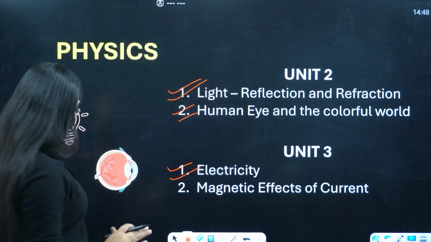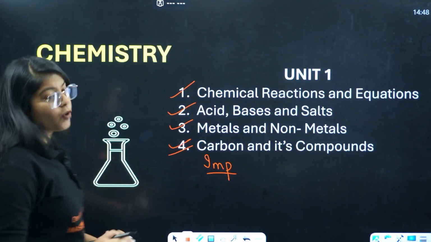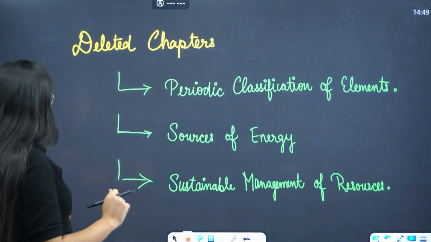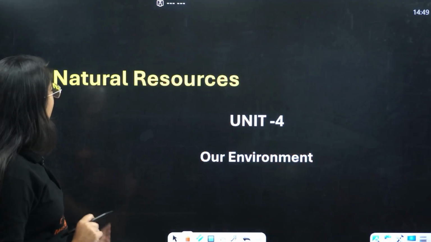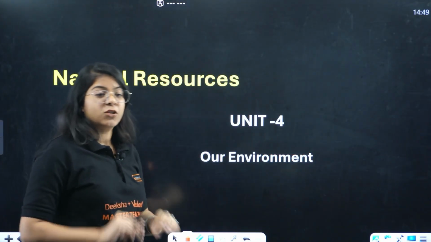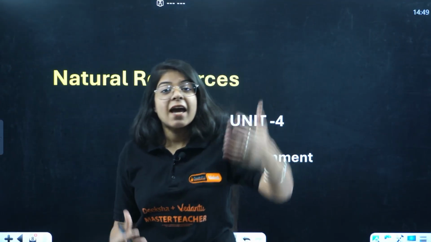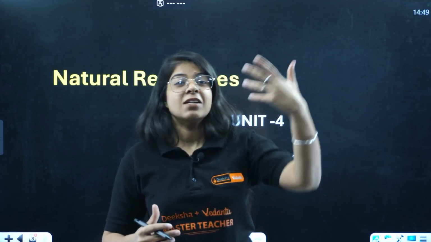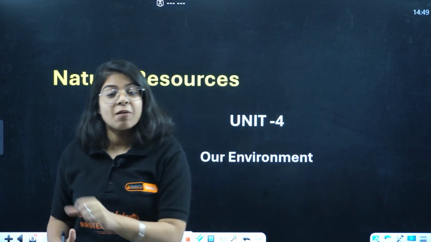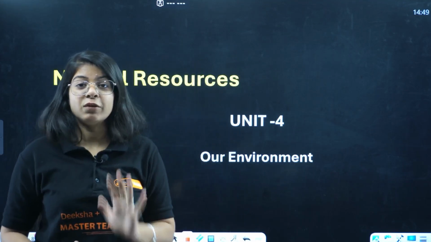Now this is your exact syllabus. We have 4 chapters of physics, 4 chapters of biology, and then 4 chapters of chemistry. Now one more thing that is left, that is your natural resources. Your natural resources unit 4, that is our environment. So we'll study about the exact environment. There are layers in our environment, troposphere, stratosphere, ionosphere, and all that stuff. We'll study about food chains. One or two numericals might come from this chapter. So all that we will do in this unit.